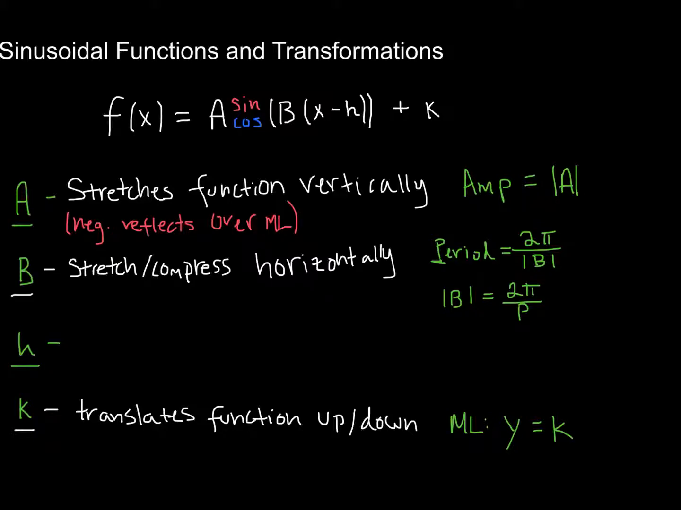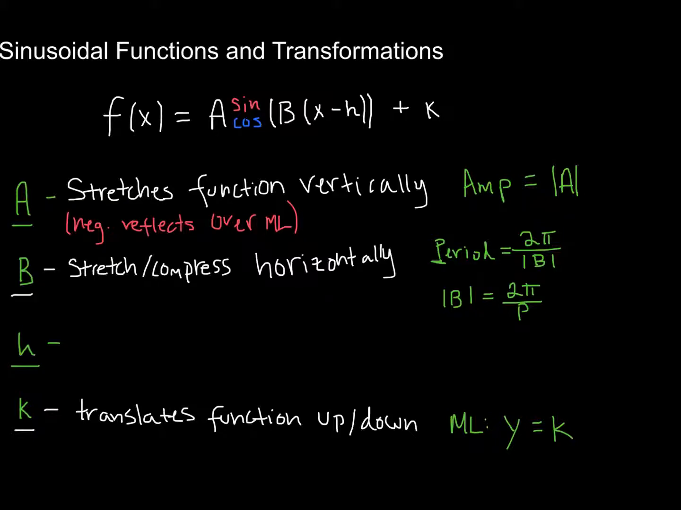And so you can also calculate the value of the absolute value of b. And of course, you're normally going to just make b positive, so it won't really matter. And that's going to be 2 pi over the period. So if you have the period and you're looking for your parameter b, you can find it, and if you have your b value and you're looking for your period, you can also find it.